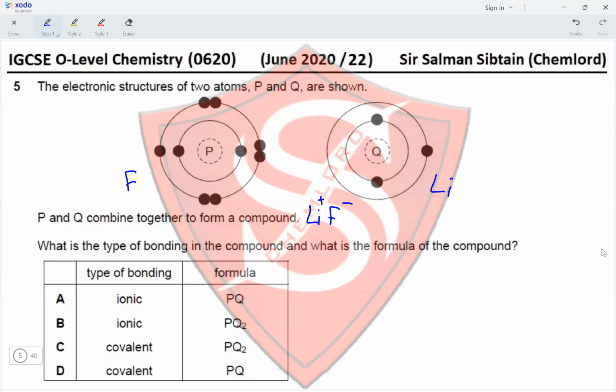What is the type of bonding in the compound and what is the formula of the compound? So the type of bonding is ionic, eliminating options C and D, and the formula would be like already written LiF, but Li is represented by Q and F is represented by P, so it should be PQ and not PQ2 as given in option B, eliminating B and making option A the correct option for this question.